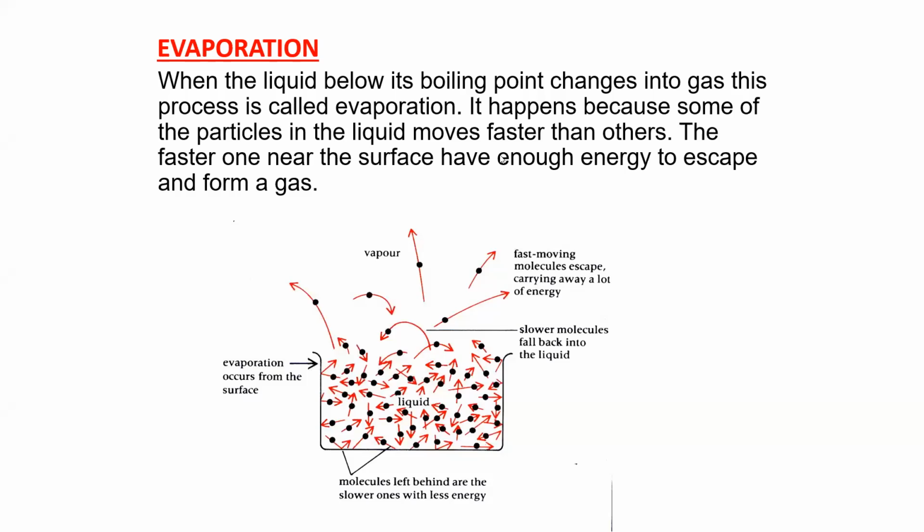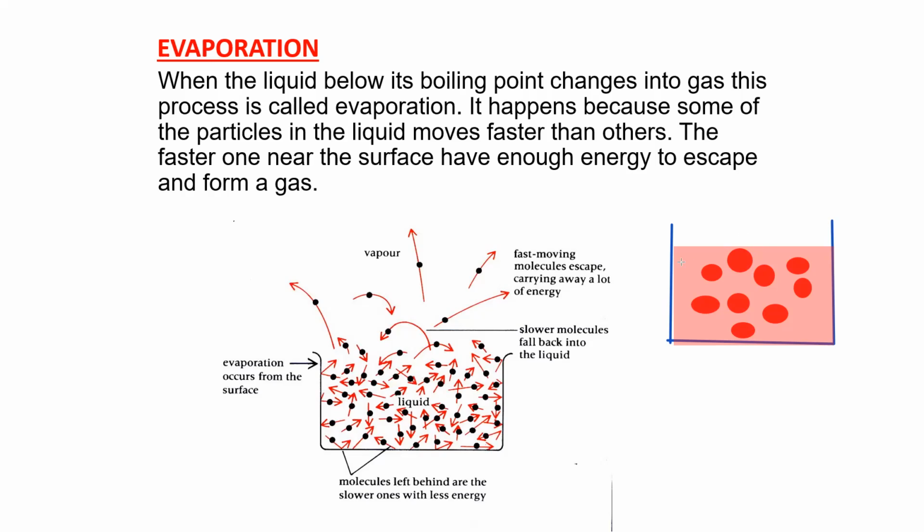The process of evaporation: how do we define or explain how evaporation occurs? For example, you have a container which is filled with liquid, and these are the liquid particles. The particles are in a state of motion; they are moving.